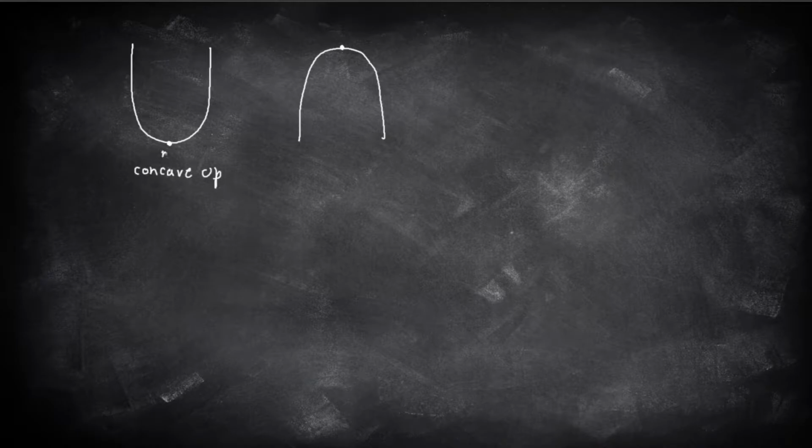So you might have noticed this in the previous video, but it seems like concavity and maxes and mins are intertwined. And they are, because if we have concave up, we have a minimum. If we have concave down, we have a maximum. So we just combine both ideas together.